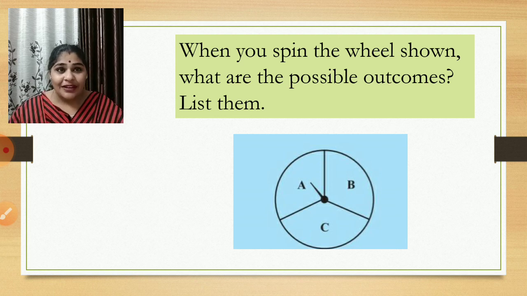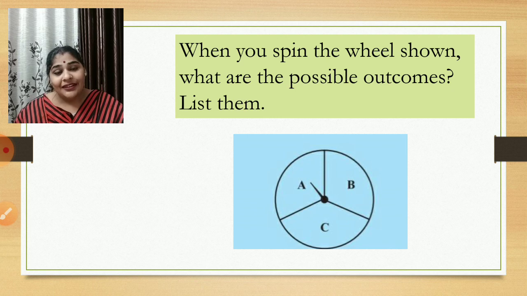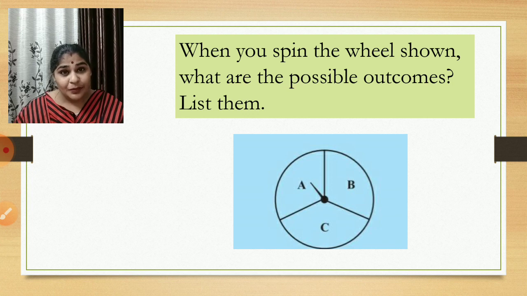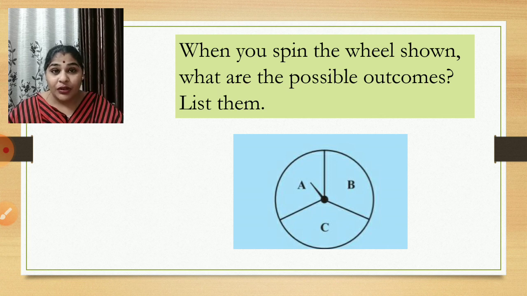So there is an example. When you spin the wheel, a wheel is shown here in the figure and there is a mark. When you spin the wheel, what are the possible outcomes? Either I may get A, B, or C. So there are only 3 possible outcomes. So what is the possibility of getting A? How will you write the probability?